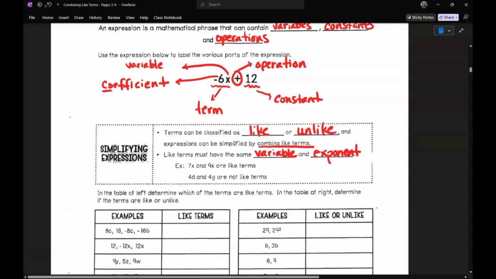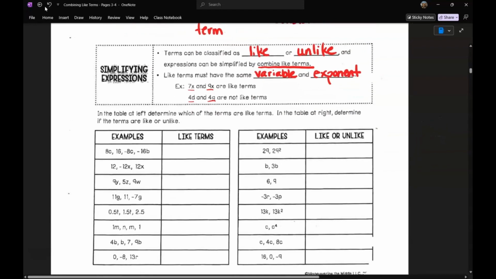Remember yesterday with the Polypad, we could only put the x's together, and then we could only put the y's with other y's. And then remember, x squared was a different shape than x, so x squareds were a little bit different than x's, and we couldn't combine those. Our example here, 7x and 9x are like, they both have an x in them. 4D and 4G are not alike because they have different variables, even though the 4's are the same.